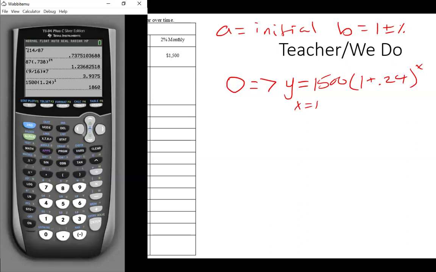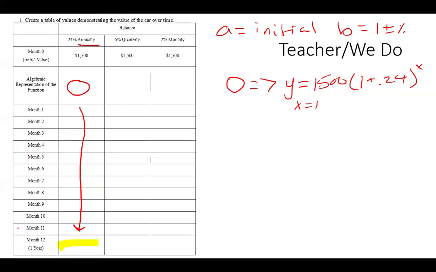That's credit card life. Be careful with it. Okay. All right. Do we feel good about annually? We see how that worked? That's what we've been doing, right? Okay. So I'm going to write 1,860, correct? All right.